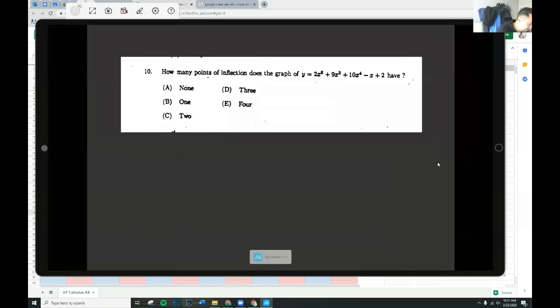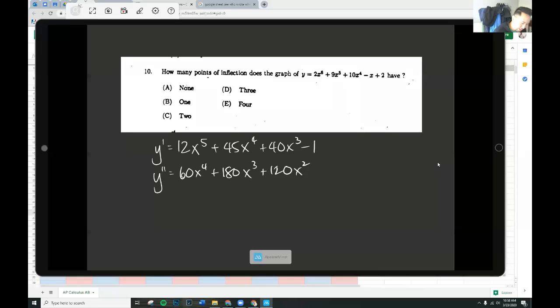So I'm going to go ahead and find the first derivative. I'm going to call it y prime, since they called it y. And it looks like I get 12x to the 5th plus 45x to the 4th plus 40x to the 3rd minus 1, and then plus 0. And then we're going to do that one more time to find the second derivative. You get 60x to the fourth plus 180x to the third plus 120x squared.